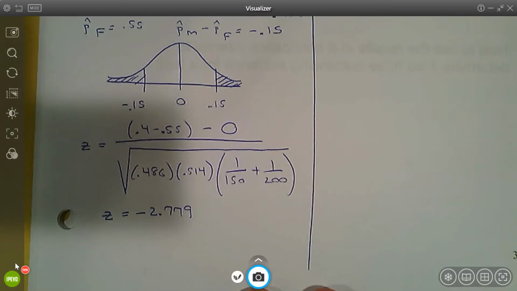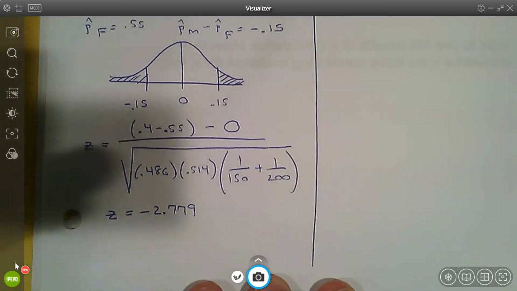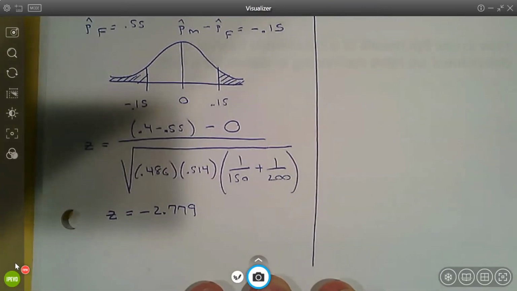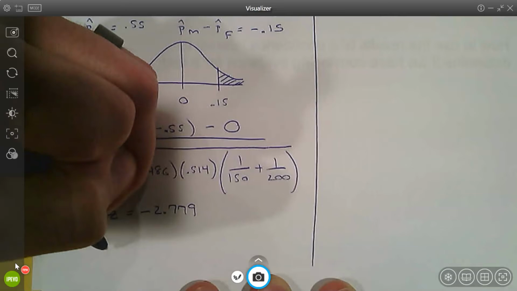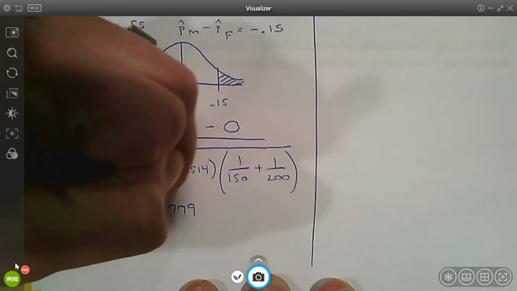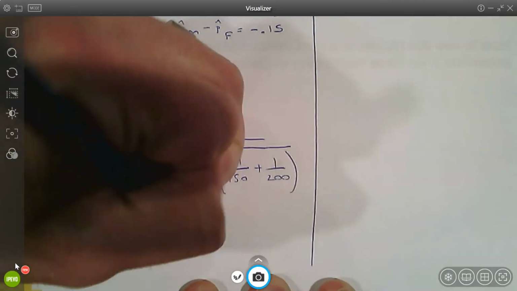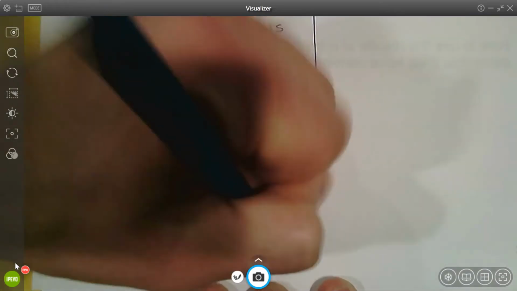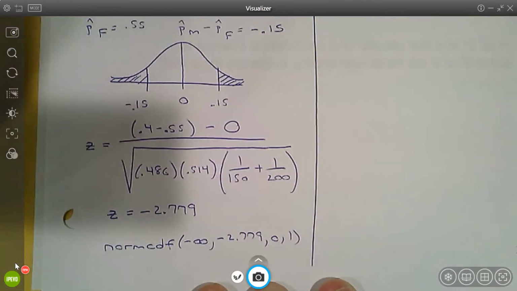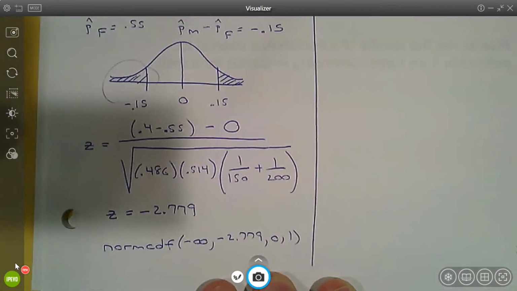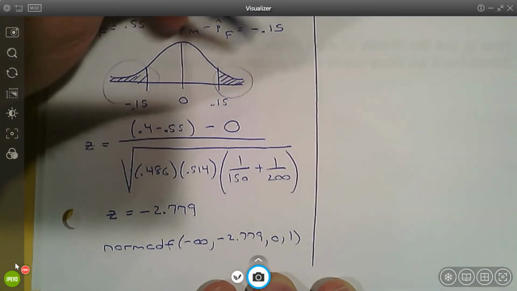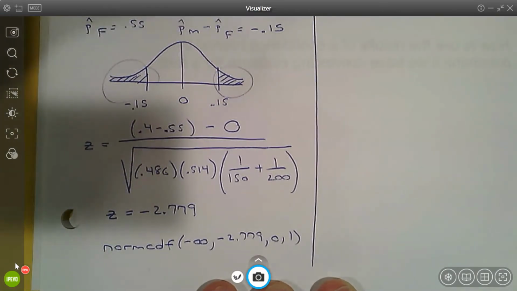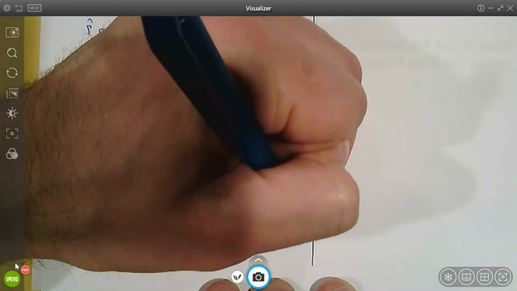That's fairly unusual. It's almost 3 standard deviations away from the mean. So what I need to do to get my p-value is normal CDF from negative infinity to this negative 2.779, comma 0.1. That's going to give me this area under the curve. I also need this area, and because it's a two-tailed test, I'm going to double that value.